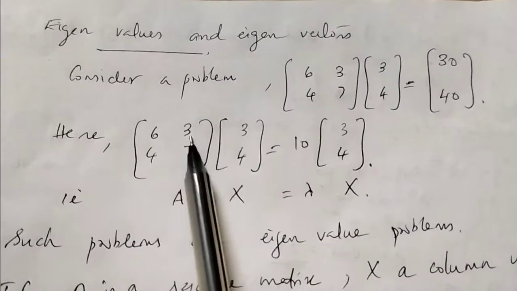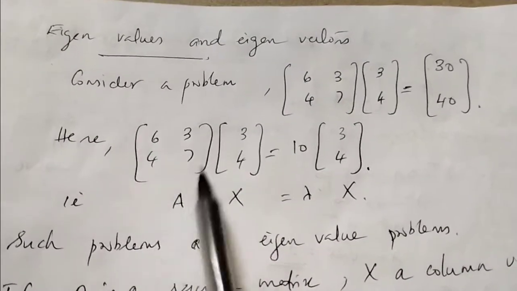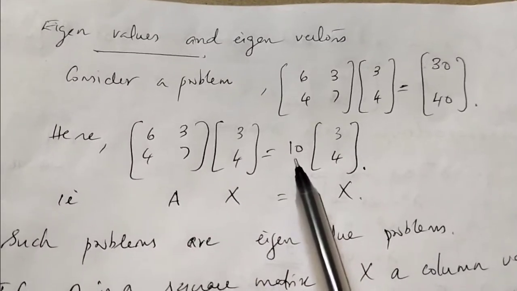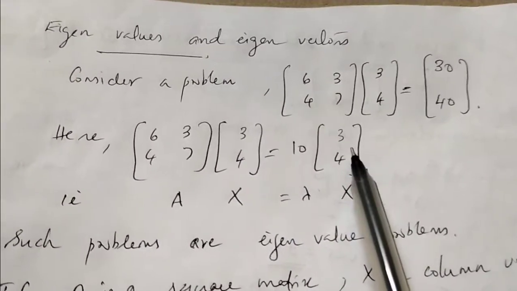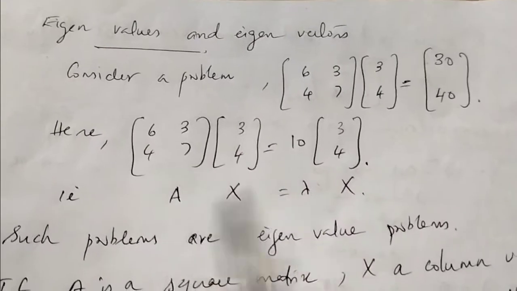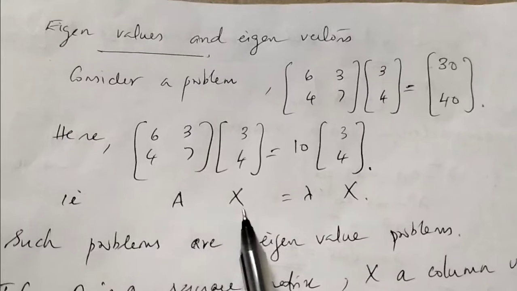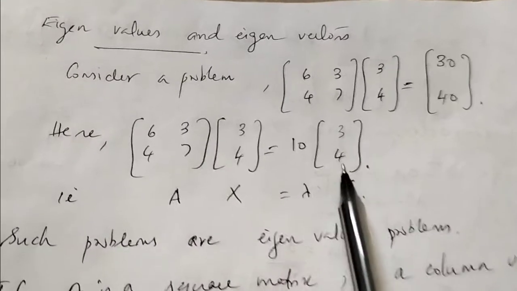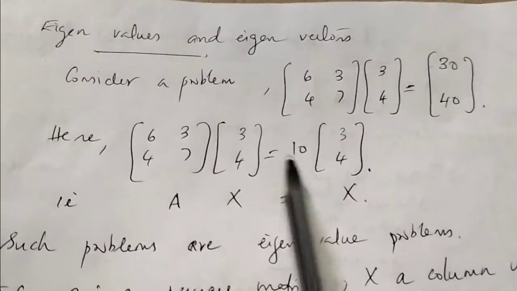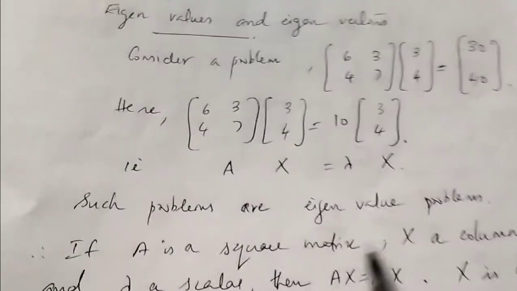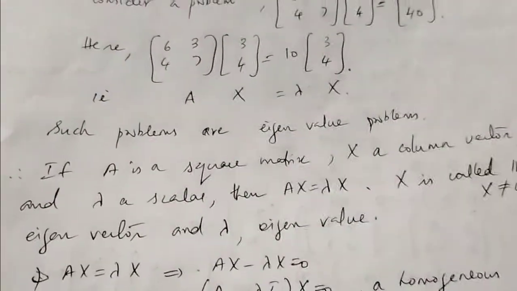So this is a pattern. This is a 2 by 2 matrix, this is a column vector, and this is a constant or scalar. The same column vector appears here also. So this product is written as Ax = λx. X is the column vector, lambda is that constant, and A is the 2 by 2 matrix. Such problems are called eigenvalue problems.